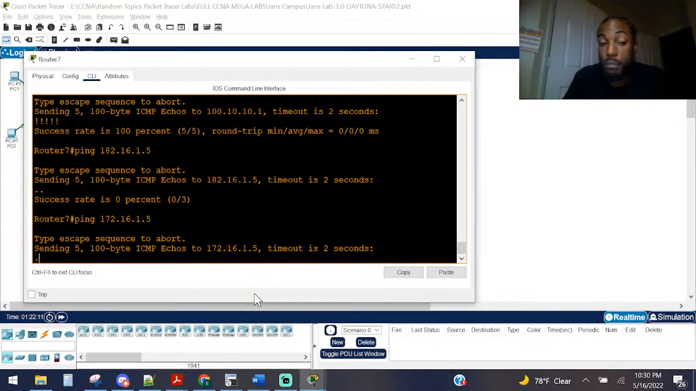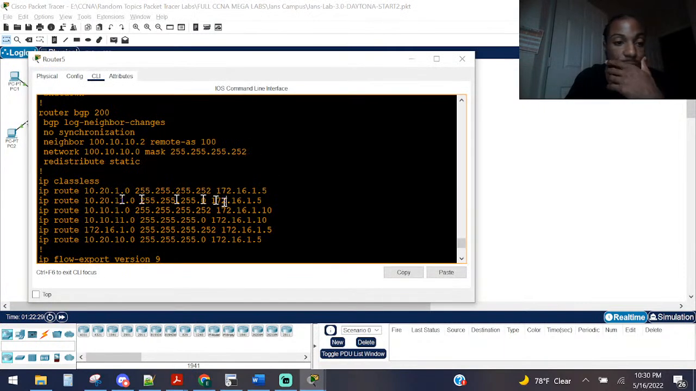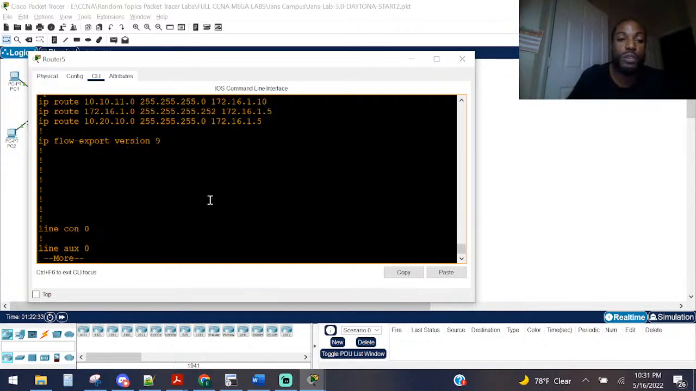So now he can't even ping past router 5, right? So this guy can ping that guy back there, but he can't ping anything beyond it. So the problem lies somewhere on router 5. Got to be. Let's see. We are redistributing those static routes. Should we redistribute some connected routes?